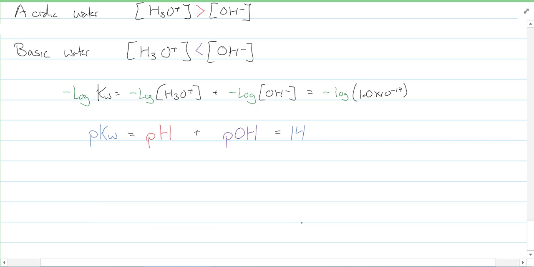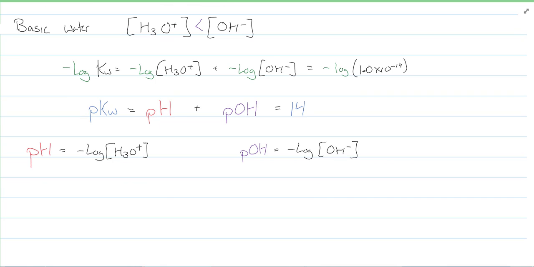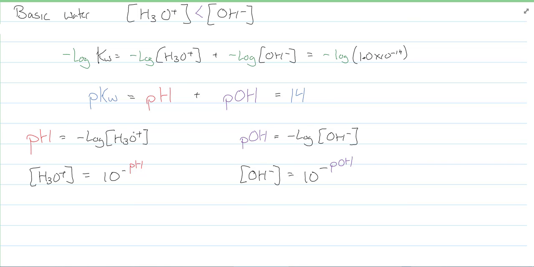So pKw is 14. Conversely, if we have these powers of hydrogen and powers of hydroxide, this means pH is equal to the negative log of hydronium, and pOH is equal to the negative log of hydroxide. Doing it the other way, if for some reason I need to figure out the hydronium concentration from the pH, I can use 10 to the negative pH, and conversely for hydroxide, 10 to the negative pOH.